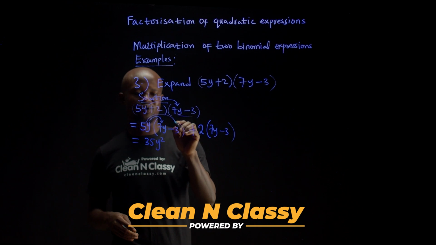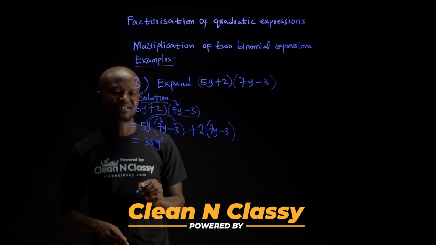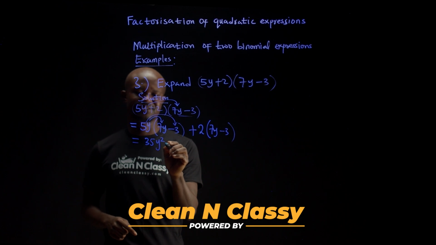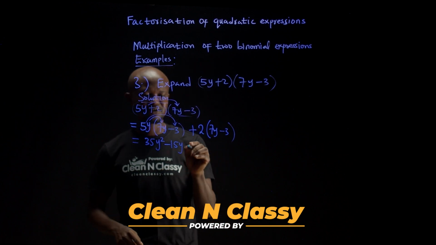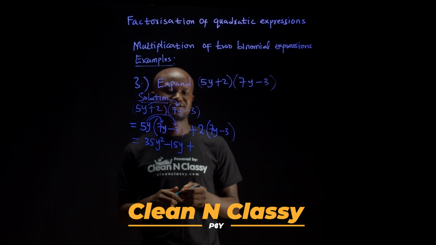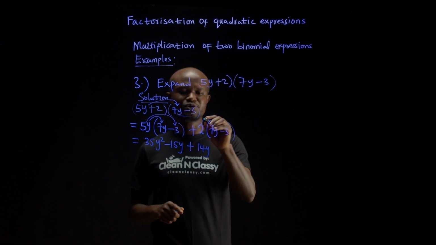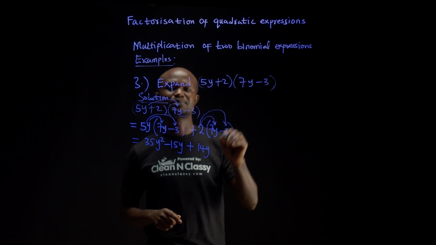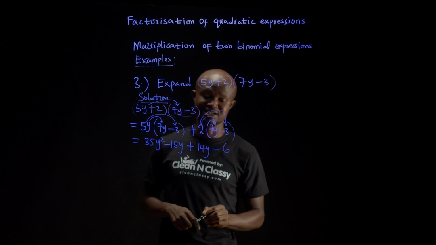Then we use the same 5y to multiply minus 3. Minus 3 times 5, that is minus 15. So we have 5y times minus 3. That's minus 15y. Then we have what? Plus 2 times 7y. What do we have? 2 times 7, that is 14. So we have 14y. Then we have used this. Now we need to use that same 2 to multiply minus 3. 2 times minus 3, that is minus 6.